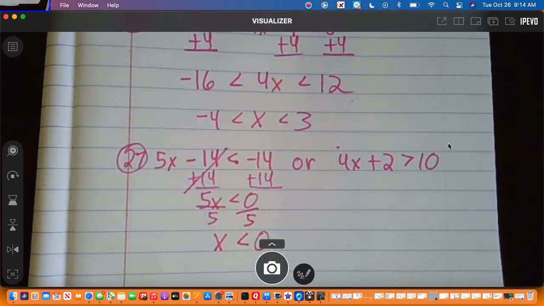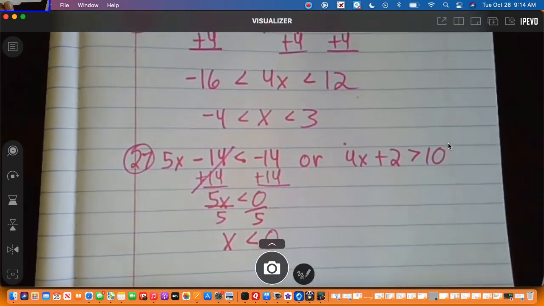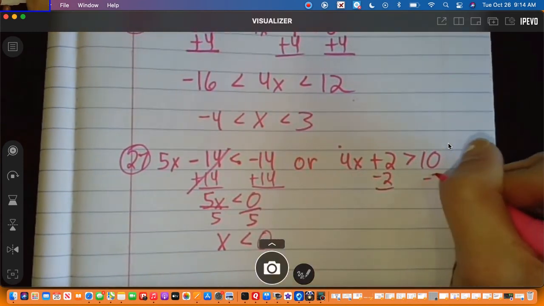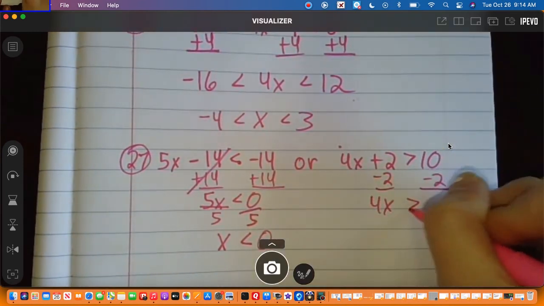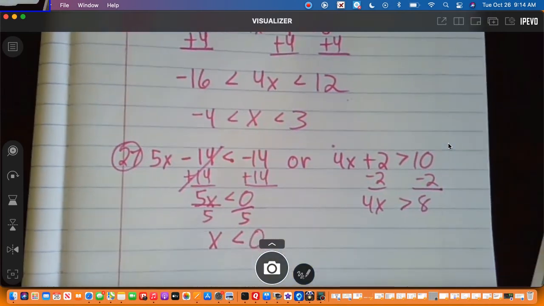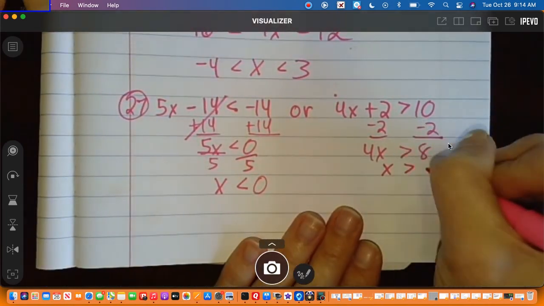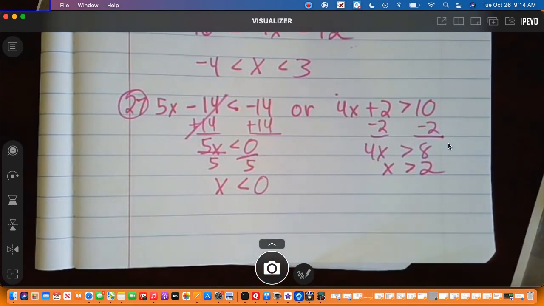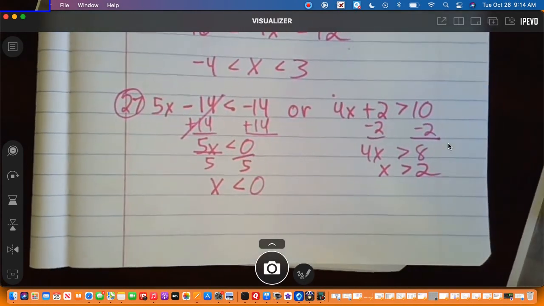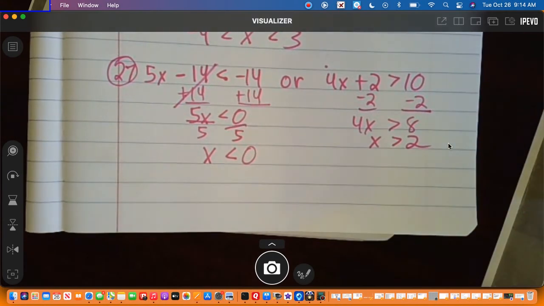Then on the other side, what am I going to do? Subtract 2. So I get 4x is greater than 8. Then what? Divide by 4, and I get x is greater than 2. All right, then on this one, we're also going to graph. On 27, you would write x is less than 0 or x is greater than 2. So that's your answer.